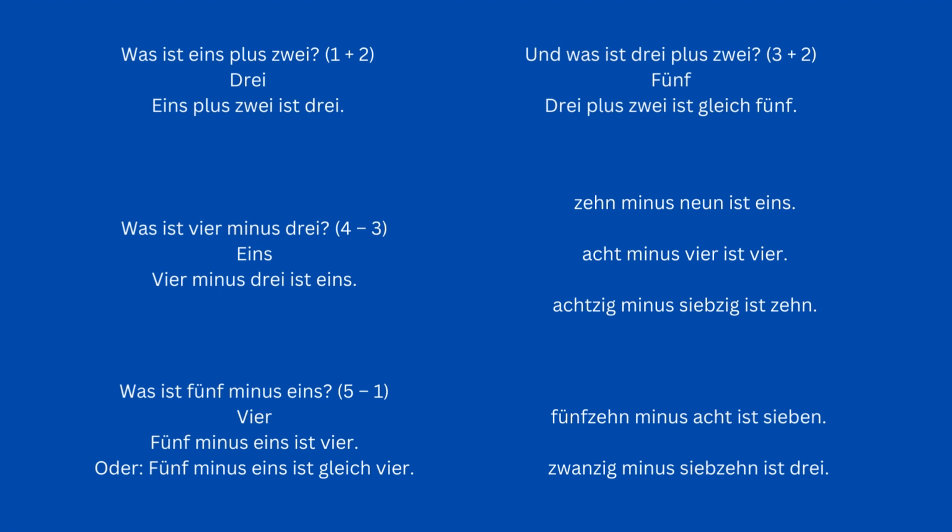1 plus 2 is 3. What is 4 minus 3? 4 minus 3 is 1. What is 5 minus 1? 5 minus 1 is 4.